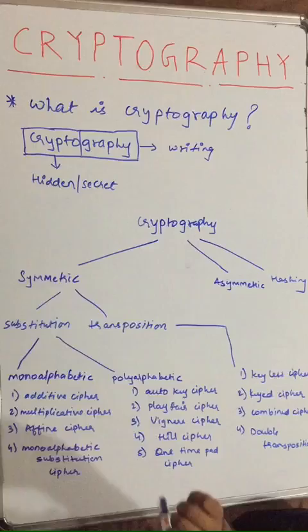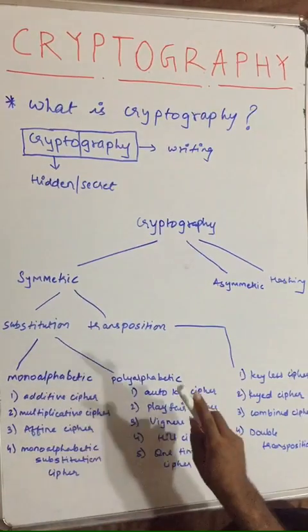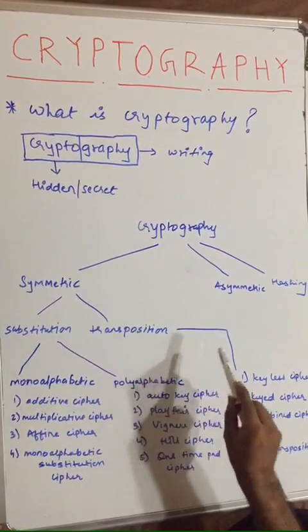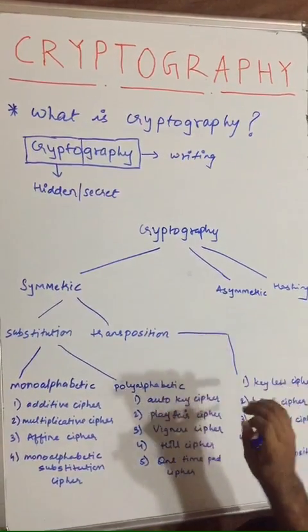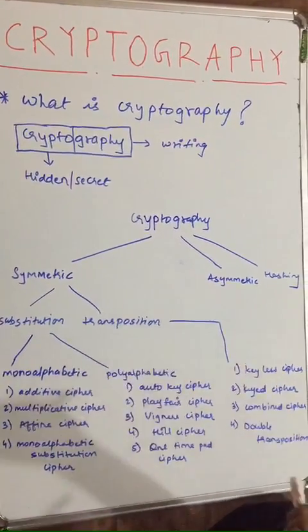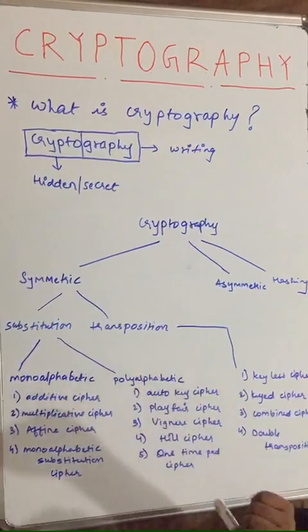In symmetric cryptography, we would be using only one key throughout our ciphering. All right. And in asymmetric, we would be using two keys throughout our ciphering.